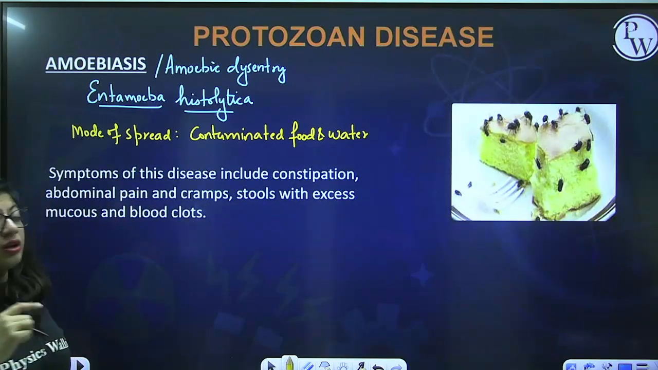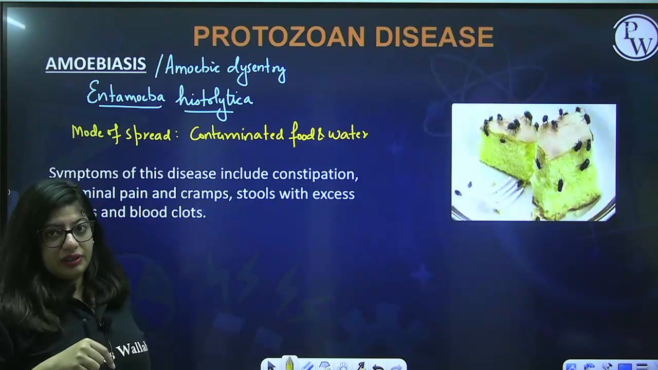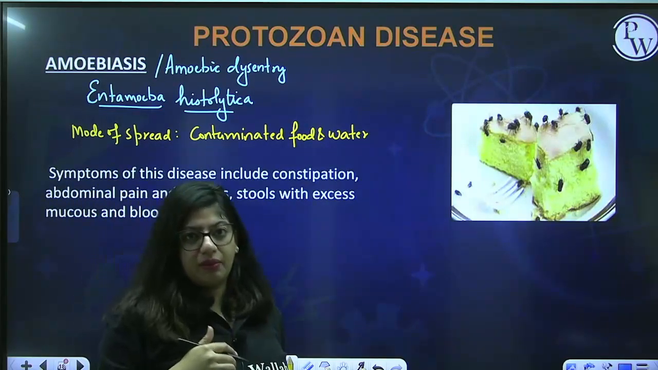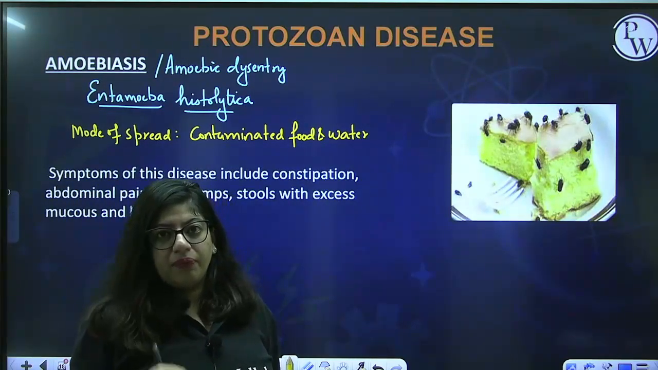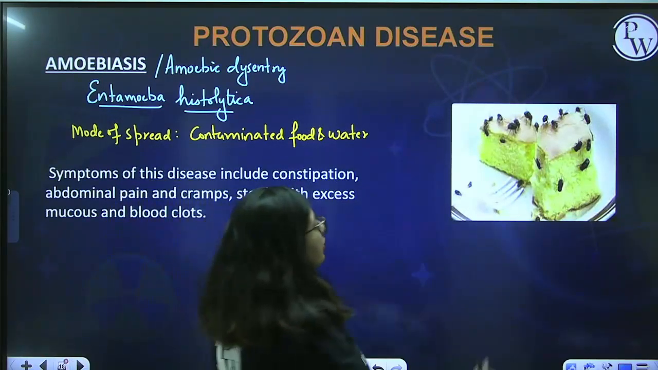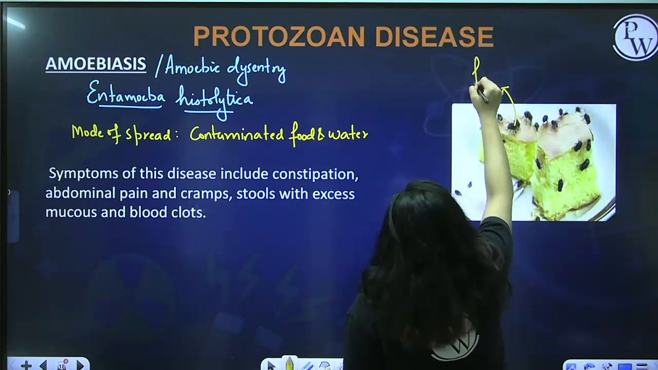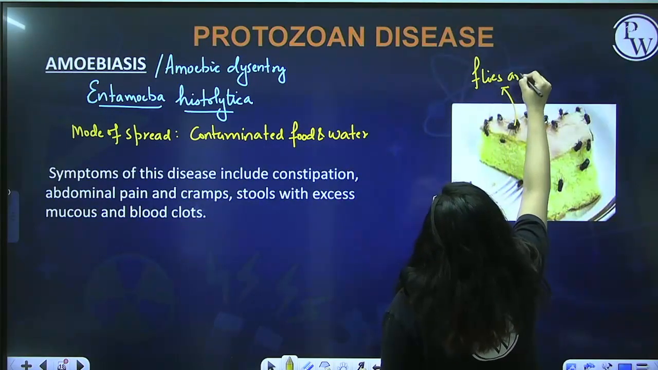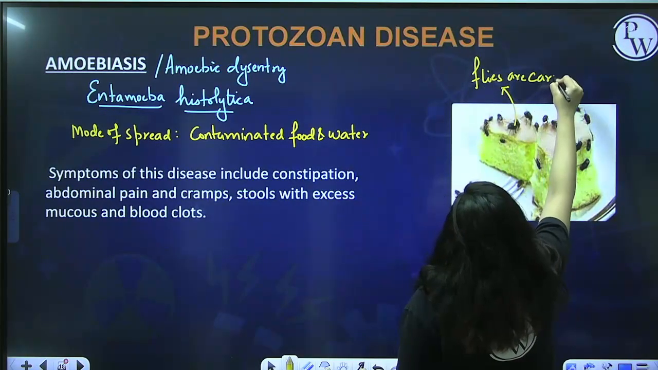Now, if the food is contaminated, how does it get contaminated? How does it get amoeba? The reason is these things that you see, flies. So these flies are carriers. Now ma'am, you have also used the word vector. What's the difference between vector and carrier?